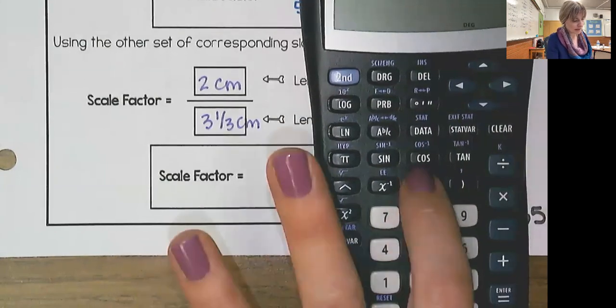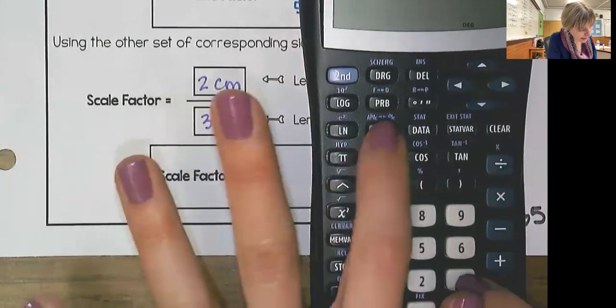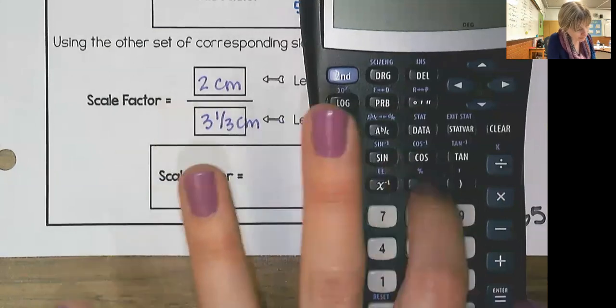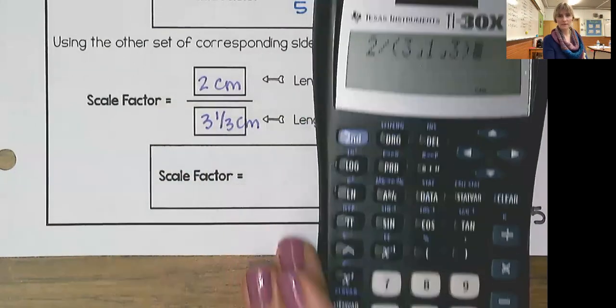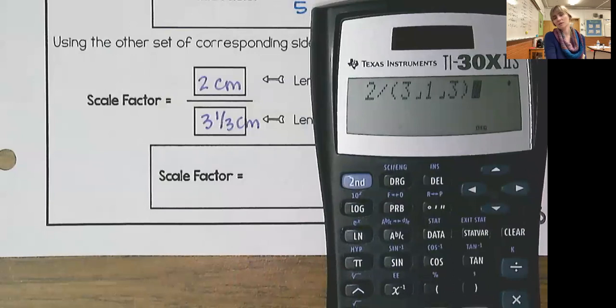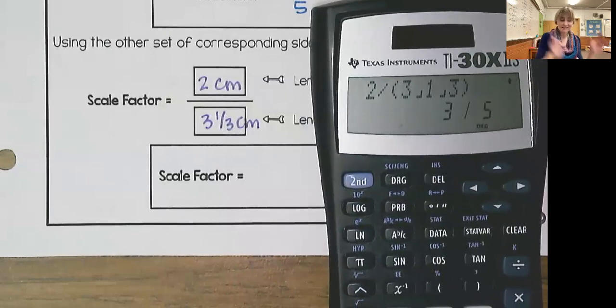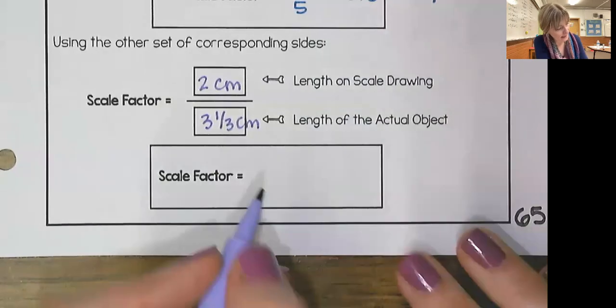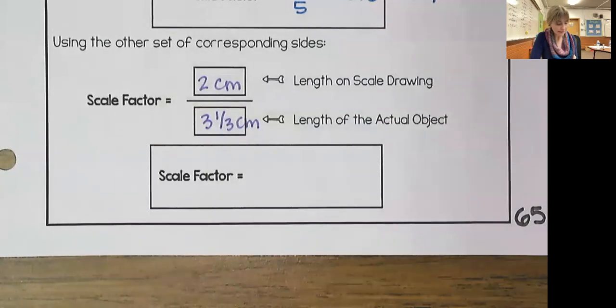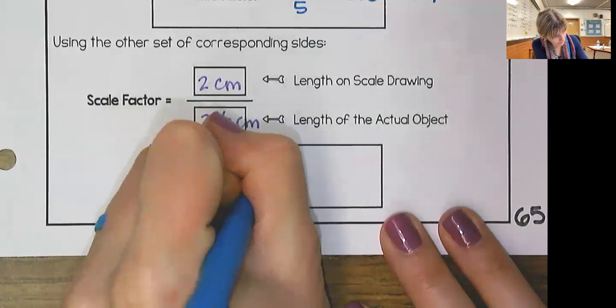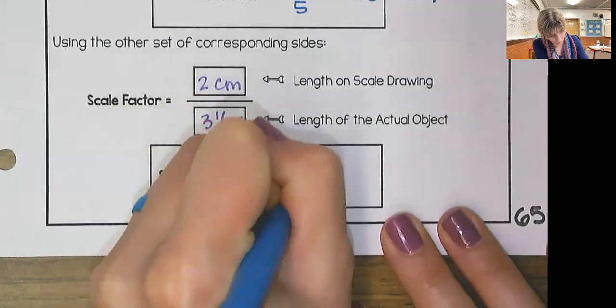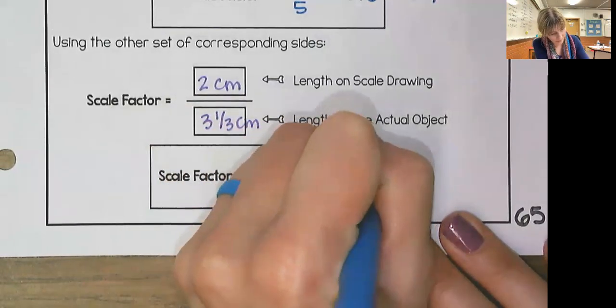2 divided by 3 1/3. Oh, you guys can't even see what I'm typing. There we go. I just used the fraction buttons. And look at that. It came out as 3/5, which I'm not surprised by because it's the same thing, but this is still 3/5, 0.6, or 60%.